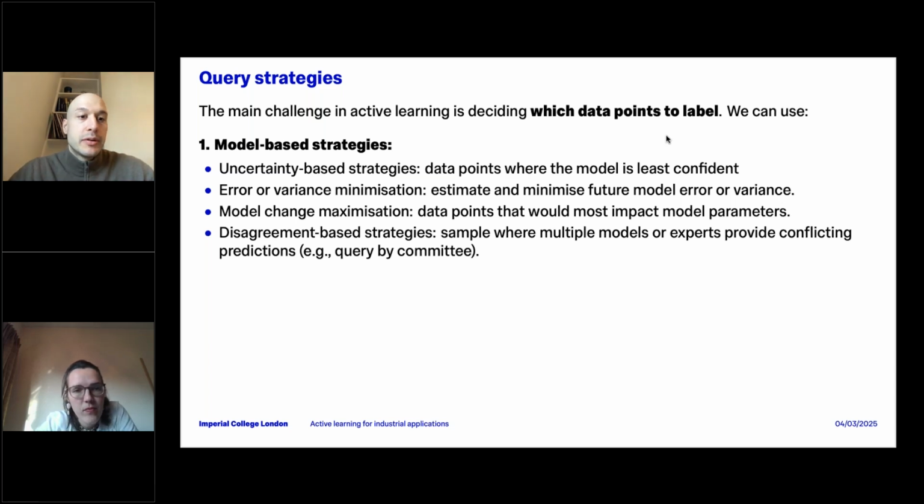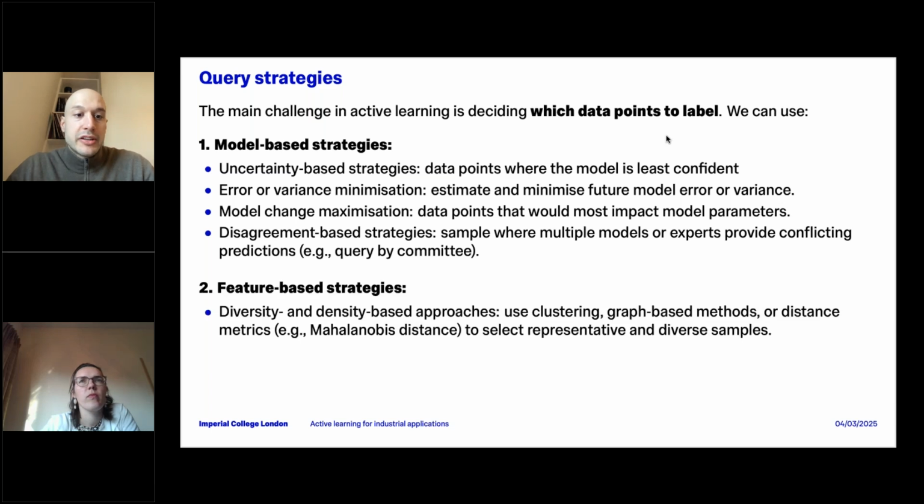So we can decide based on the model that we are training: uncertainty-based criteria, or an error variance minimization strategy. Or if we have a pool or an ensemble of models or of experts, we might want to select those instances where the different models disagree.